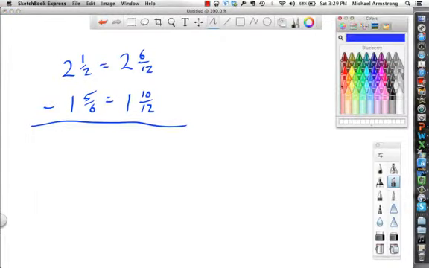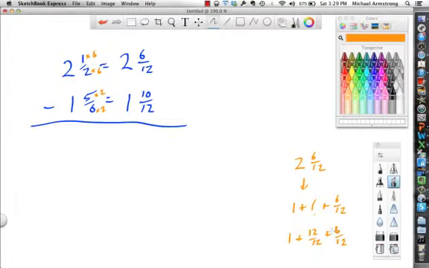And if we just show our work, 2 times 6 is 12, so 1 times 6 is 6, and that works. 6 times 2 is 12, and 5 times 2 is 10. But I still have to change my 2 and 6/12 into something. So I can rewrite it as 1 plus 1 plus 6/12, and then rewrite this 1 as 12/12 plus 6/12. And then 6 plus 12 is 18. So this is really 2.